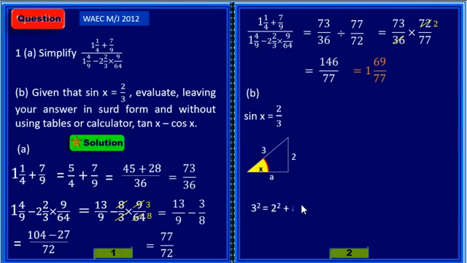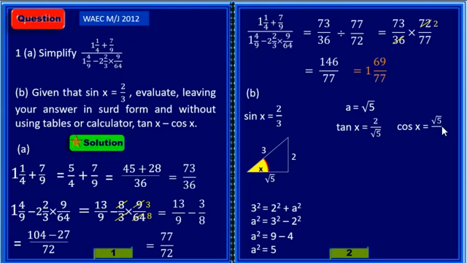We can now find A by applying Pythagoras theorem. A squared is equal to 3 squared minus 2 squared. A squared is equal to 9 minus 4. A squared is equal to 5. A is equal to root 5. We will not convert to decimal since we are going to leave our answer in surd form. Tan x will give us 2 over root 5. Cos x will give us root 5 over 3. Therefore, tan x minus cos x will give us 2 over root 5 minus root 5 over 3.